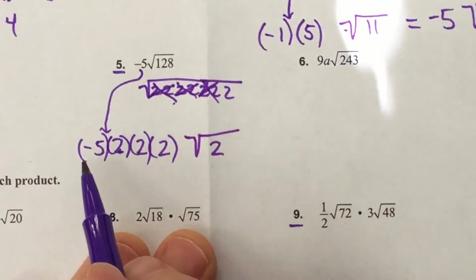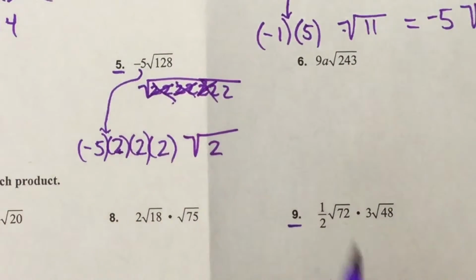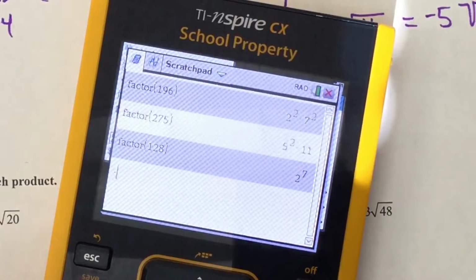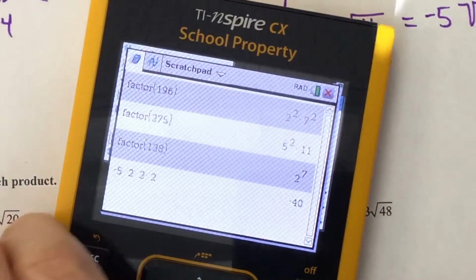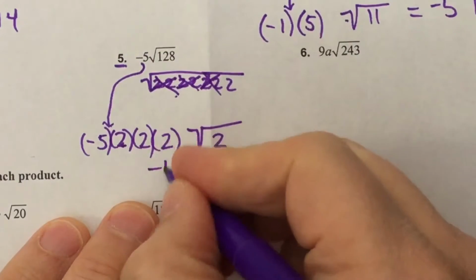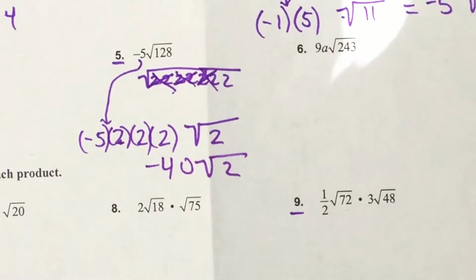So now I do -5 times 2 times 2 times 2, and that gives me my outside number. -5 times 2 times 2 times 2. -40 is my outside number. Square root of 2 is my inside number. And there you go. Let's move on to number 7.